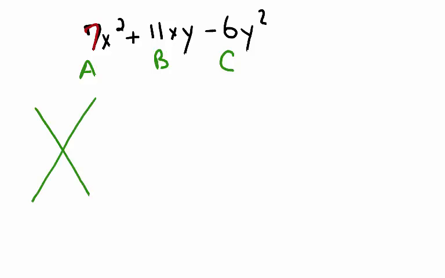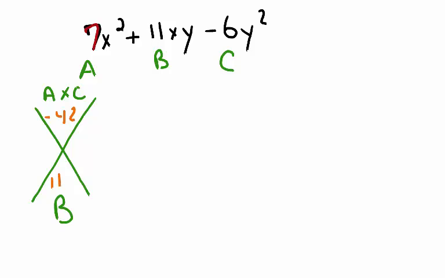I'll set up a little chart. A times C at the top, B at the bottom, and then I start filling it in. A times C is 7 times negative 6. That equals negative 42. B is equal to 11.